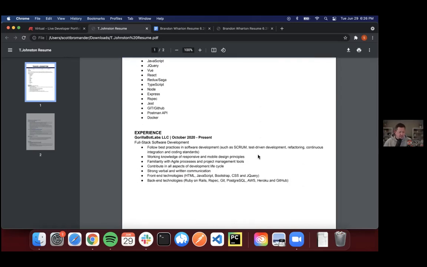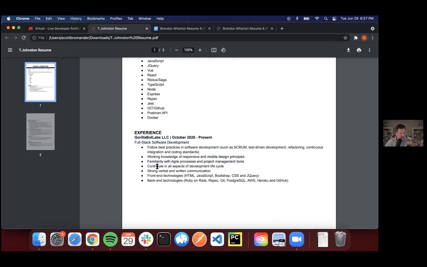Okay, so experience, Skrillabout Labs, LLC, dates right there. I like just simple layouts. Once again, I'm scanning quickly. So boom, boom, where'd you work? When did you work there? And what'd you do? So full stack software developer, awesome. Follow best practices, I see Scrum in there. You could say Agile Scrum. Agile is a good word, would be probably the way I'd list that. Test-driven development, cool. Refactoring, continuous integration, coding standards, all good stuff. Working knowledge of responsive and mobile design's good. Familiar with the Agile process, or is that Agile and project management tools?